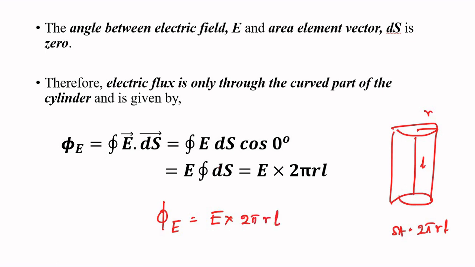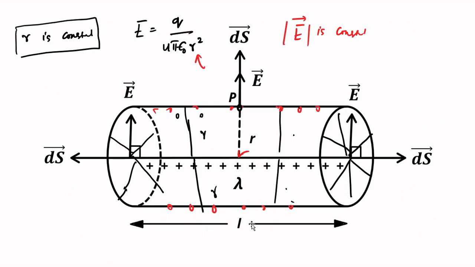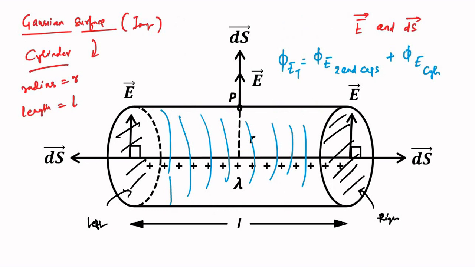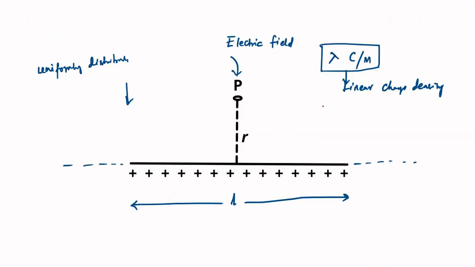Now we know, as per Gauss law, the electric flux through any imaginary Gaussian surface, in this case a cylindrical Gaussian surface, is equal to the net charge enclosed by that surface divided by epsilon 0, the absolute permittivity. Now here the net charge enclosed by that surface is a length L of the wire with linear charge density lambda.